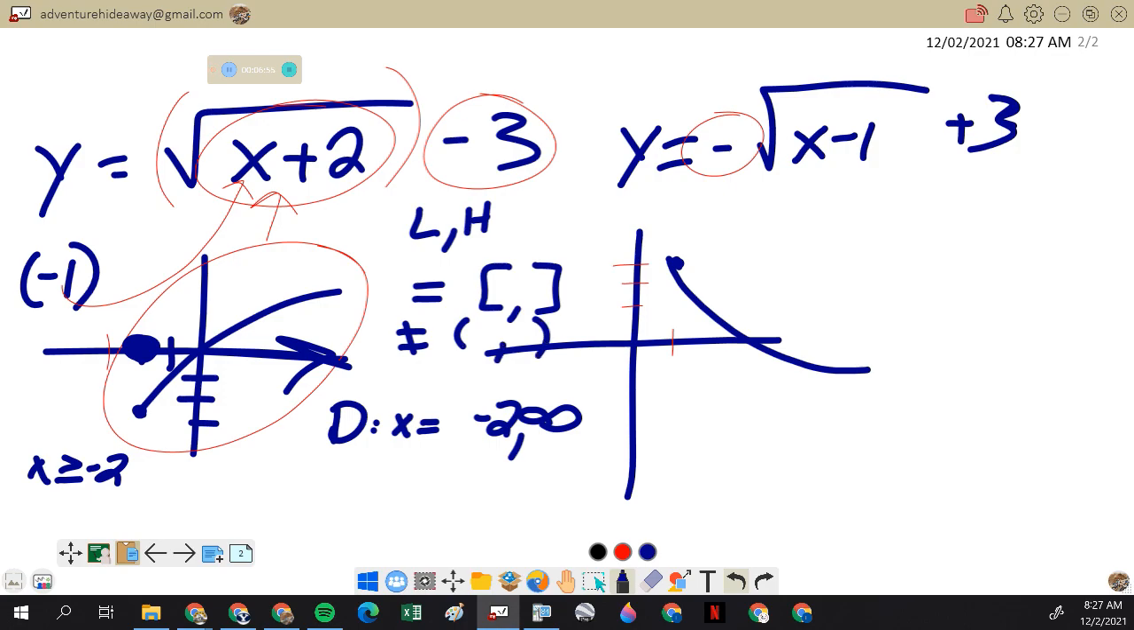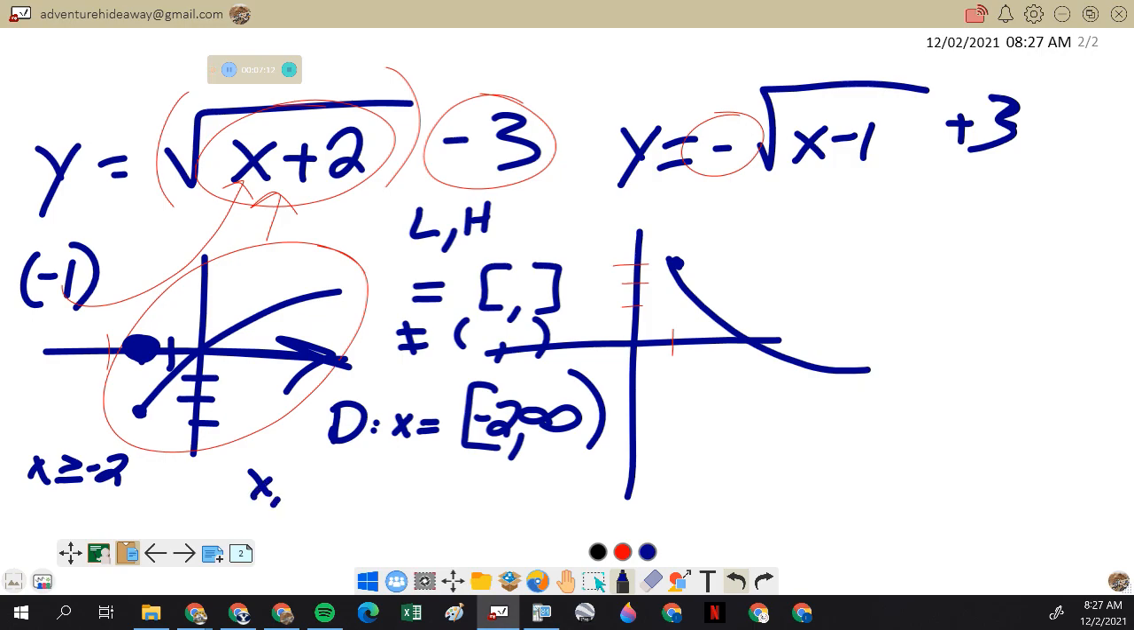So is 2 equal to or not equal to? Equal to, so it gets a bracket. And then infinity, can you ever reach infinity? No. So infinity always gets a parenthesis. So that is not a point.